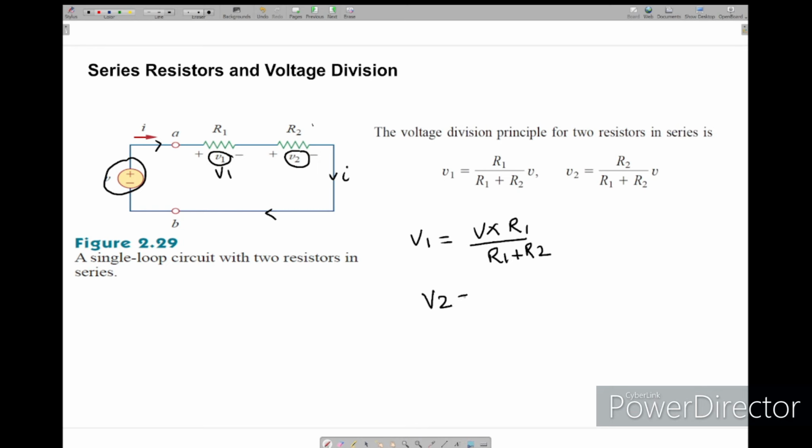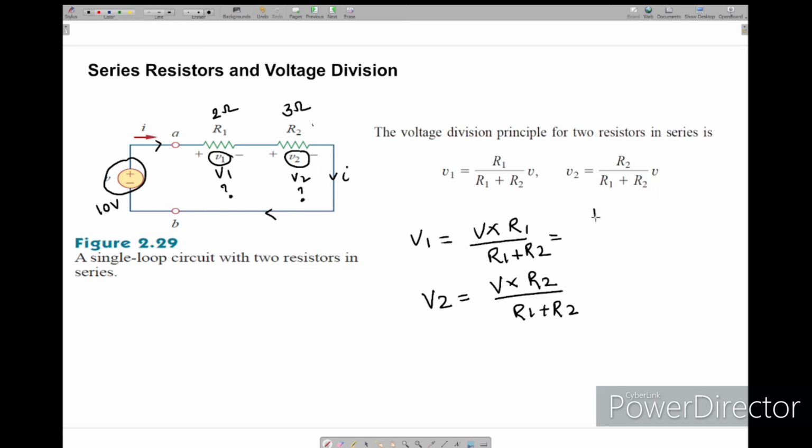How can we write V2? V2 is the voltage across resistor 2. So we write the full voltage source across the resistor divided by R1 plus R2. It's simply one example I will take. I have 10 volts here. How much is V1 and how much is V2? That we can get from this. I will take this as a 2 ohm and this as a 3 ohm resistor. Now we have to find what V1 is.